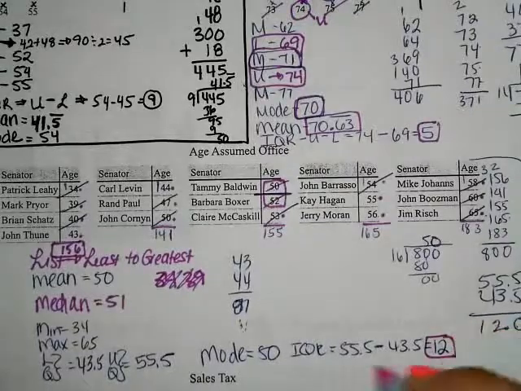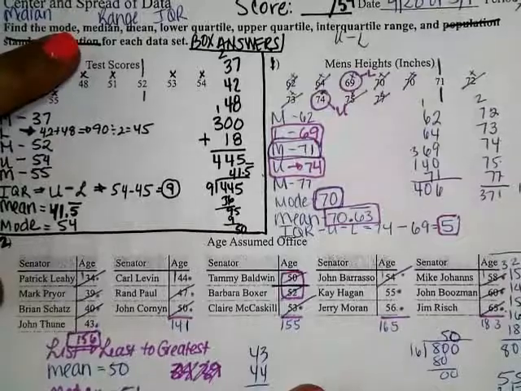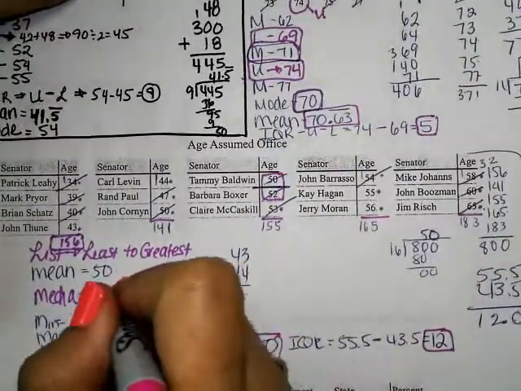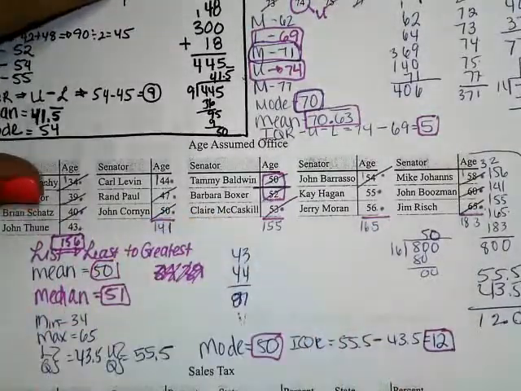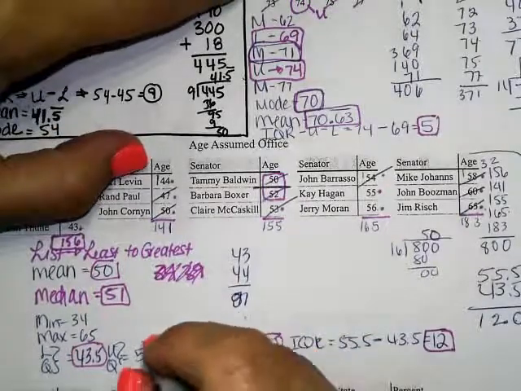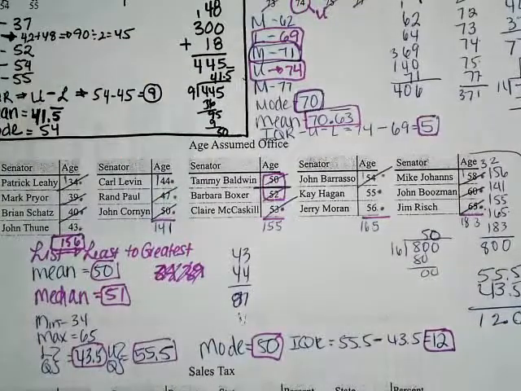Now I'm going to go through my list. And I'm up here in my instructions, by the way. Do I have the mode? Yes. Do I have the median? Yes. Do I have the mean? Yes. Do I have the lower quartile? Yes. Upper quartile? Interquartile range, 12, and I'm good to go.